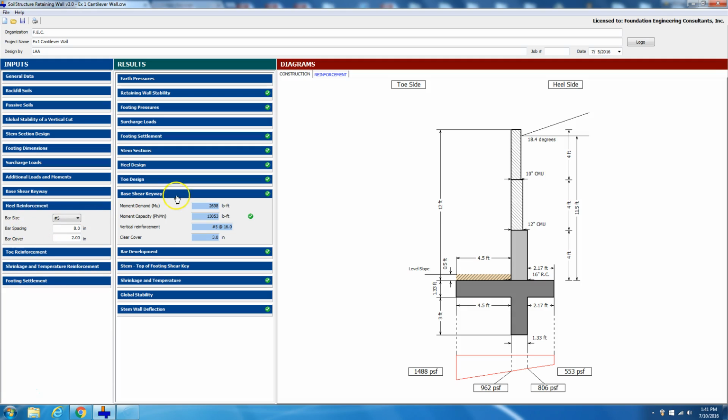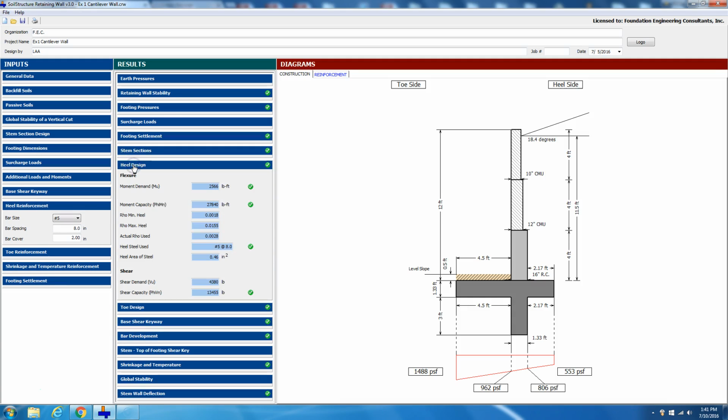Now we're doing heel reinforcement, so we can go to heel reinforcement, and you could see that if, let's say, why we don't want to use number 5 at 8, let's try number 4 at 8, and it's still working. So if we said, well, let's try number 4 at 16, then you find out that you have a red here. The reason is the actual rho is 0.009, and rho minimum is 0.0018. And so let's go back to number 5 at 8.